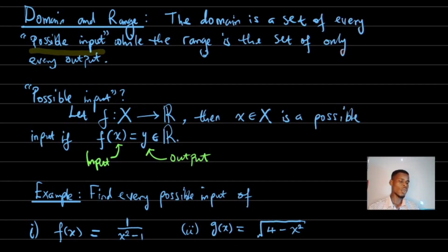Okay, so let's come back to the possible input. We've talked about possible input. So when we say an input is possible, when do we say that? Let's think of f, which is the function, as a map from set X to set R, where X is the domain, and R here is my codomain.